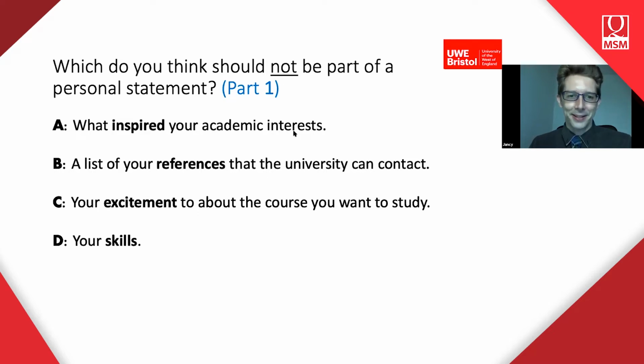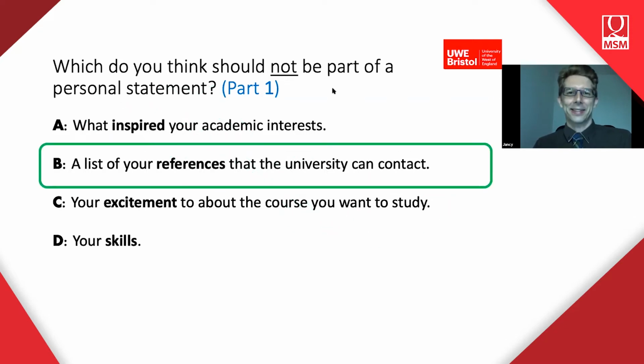Shivani says B, Anish says B. Nisha says B. Okay, all kinds of B's. Excellent, that is correct. Well done. A list of your references that the university can contact is not part of your personal statement. There might be somewhere else for that in your overall university application, but it's not something that you're going to include in the actual personal statement that you're writing.